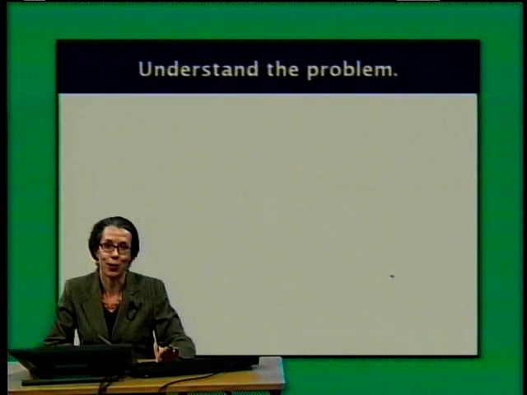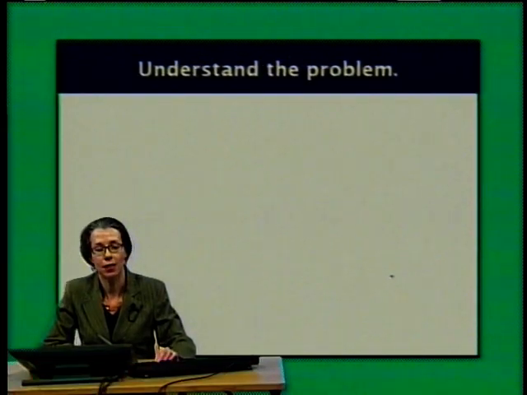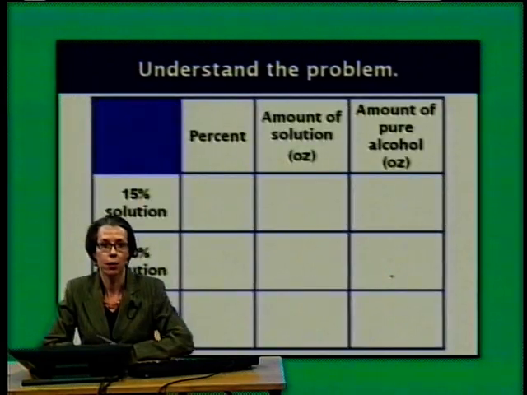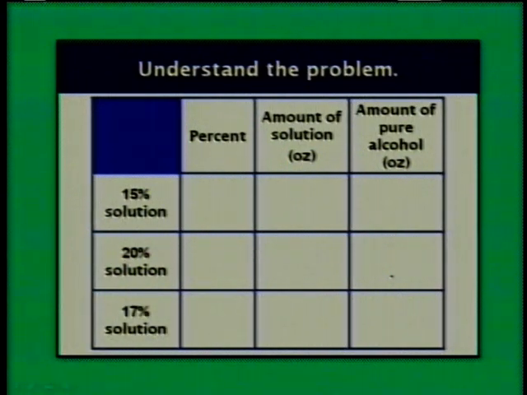So first we have to understand the problem. And with problems like this, it's really useful to organize your information in a table. So I have a table here, and we have 3 different solutions in this problem. We have 15% solution, which we're mixing with 20% solution, and mixing the 15% solution with a 20% solution will dilute the 20% solution down to a 17% solution. I have 2 columns here, one representing the amount of solution and the other representing the amount of the pure stuff, in this case, pure alcohol.